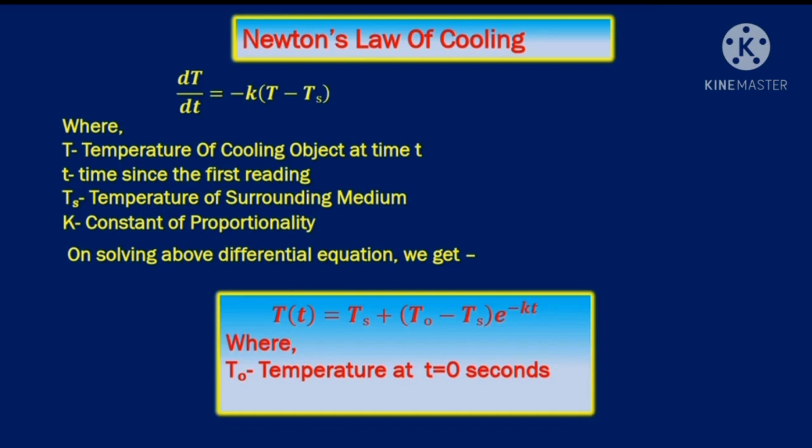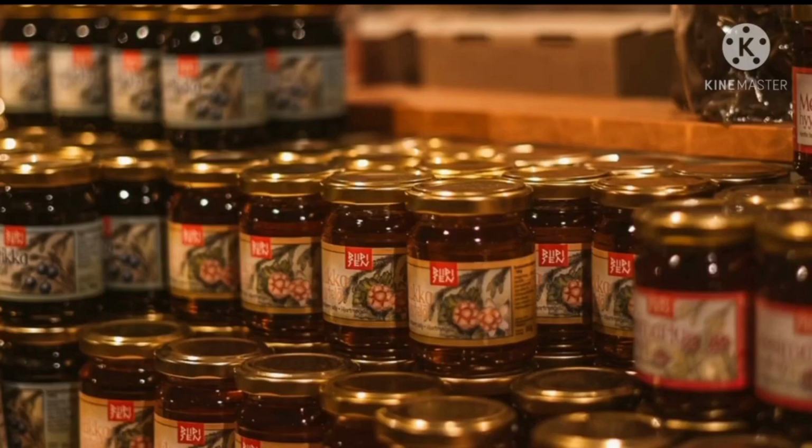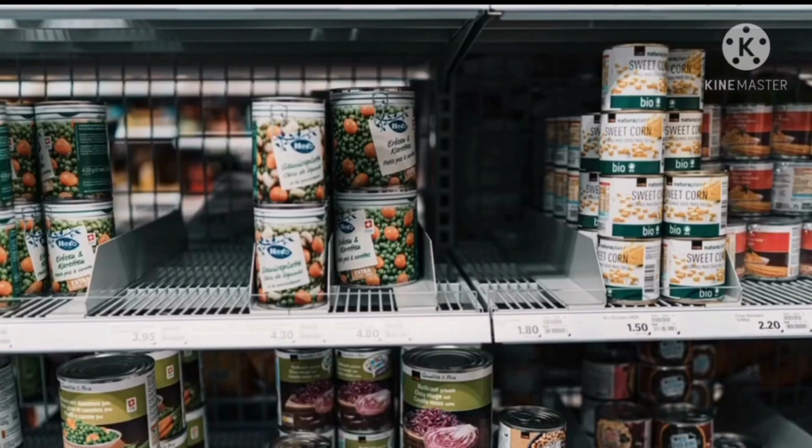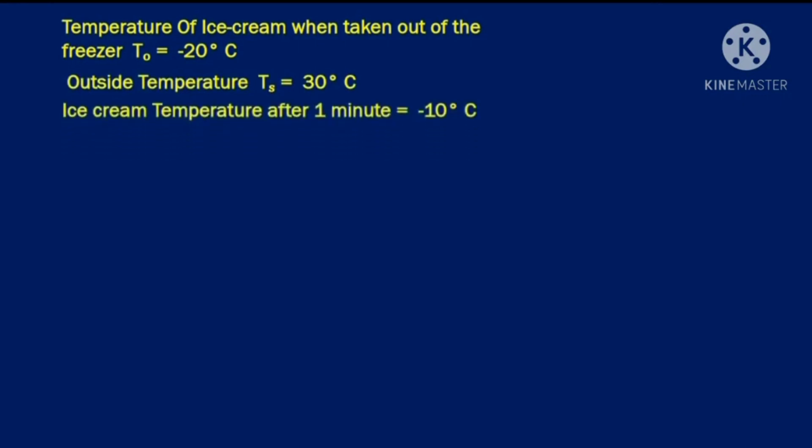Now friends, this law is being used widely in the packaging industry where food is subject to high temperature treatment and then it has to be cooled for packaging purposes. Now let's see how this law works for an ice cream. The temperature of an ice cream when taken out of the freezer, supposing, is minus 20 degrees Celsius and the outside temperature is 30 degrees Celsius. Now after 1 minute, it's been noted that the ice cream temperature has increased to minus 10 degrees Celsius. You need to find out what is the temperature of the ice cream after 5 minutes.